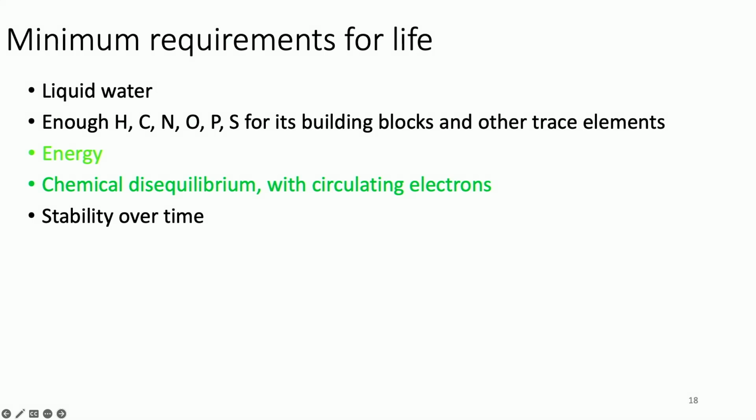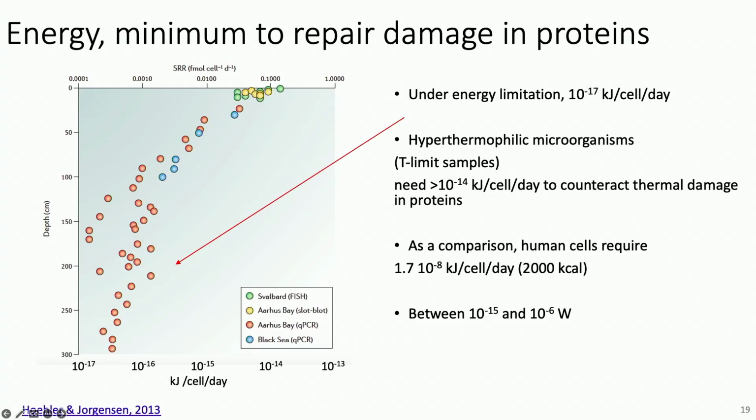So then I will go to another aspect, that's the issue of energy. Here I just show an important point: a particular metabolism that's been investigated here, sulfate reduction, in femtomoles per cell per day, going from a small amount to 0.1, as a function of depth in an energy-limited system. So you see that it's really decreasing very quickly as a function of depth.